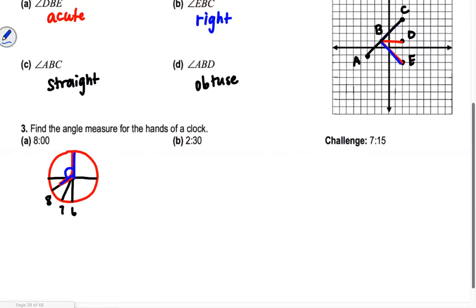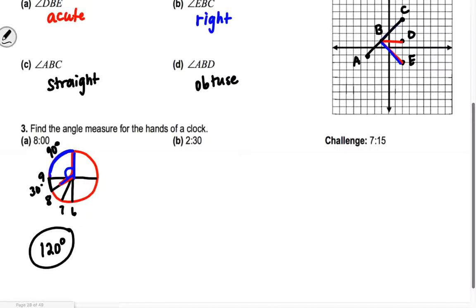How many degrees have to be between each one? 30, right? So between the 9 and the 8, there's 30 degrees right there. What about between the 9 and the 12? There's 90 degrees. So how many degrees do I have? Yeah, 120. That's our answer. 120 degrees at 8 o'clock.